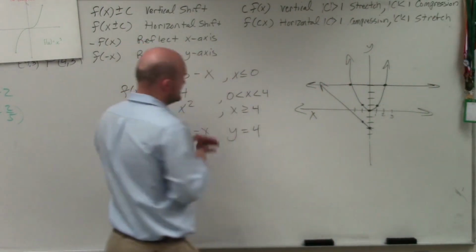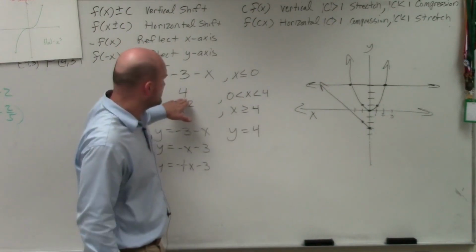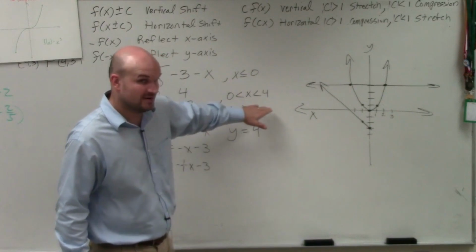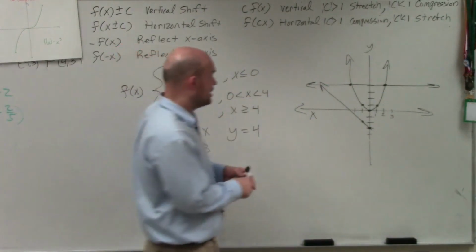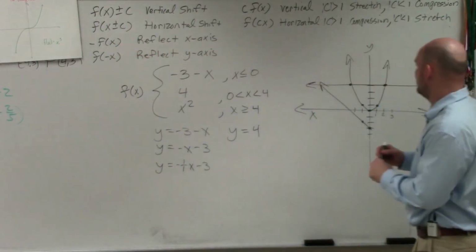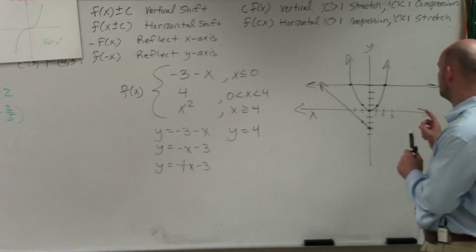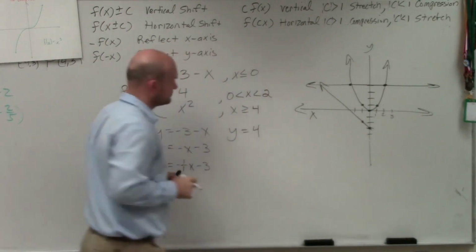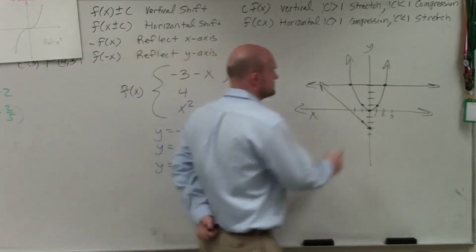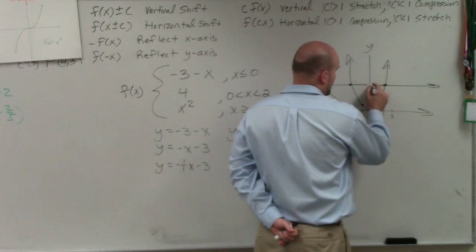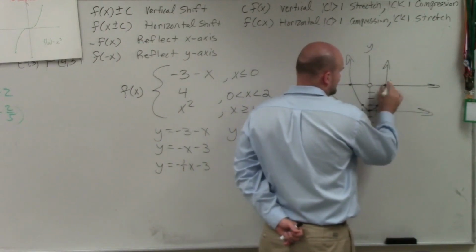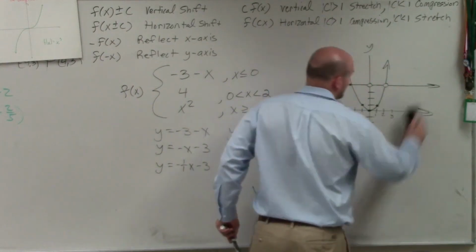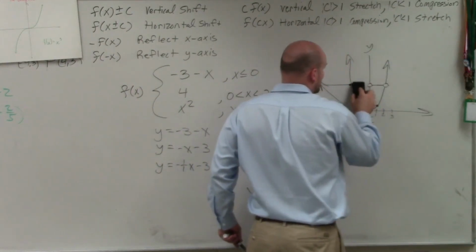Then this one says only graph y equals 4 between 0 and 4. But it's less than, right? It's not less than or equal to. So those are now open circles. So between, oh, shoot, that should have been 2. Sorry, I did make a mistake. That should be 2. So between 0 and 2. So therefore, this is now an open circle between 0 and 2. And that is an open circle. Everything else on y equals 4 is no longer graphed.